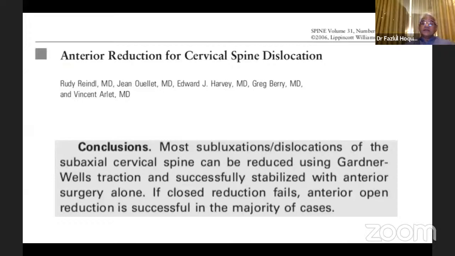Secondly, coming to facet dislocation and reduction, there is also good literature. Its conclusion is that subaxial dislocations of the cervical spine can be reduced using traction and successfully stabilized with anterior surgery. If closed reduction fails, anterior open reduction is successful in the majority of cases.